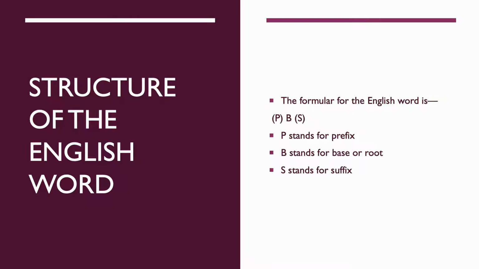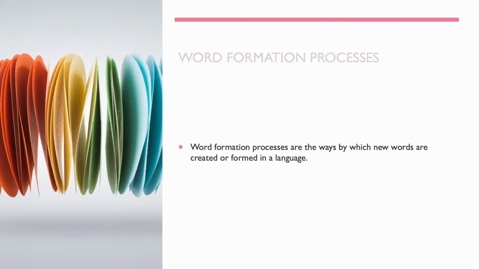So they are the only compulsory elements in the formula. So in this formula, the base or the root is the only compulsory element. So the P and S are optional. You can have it, you may not have it. So P stands for prefix, B for the base or root, and S stands for suffix.